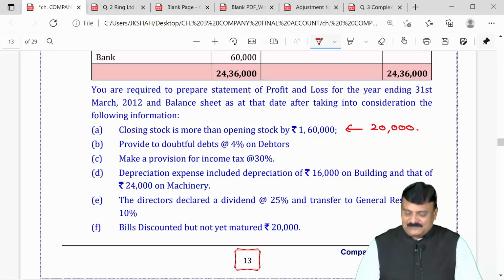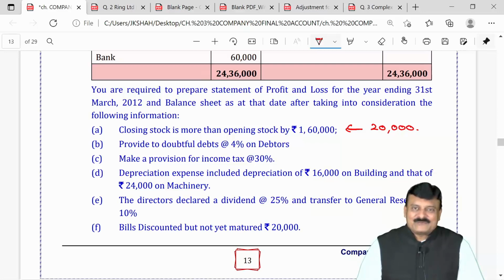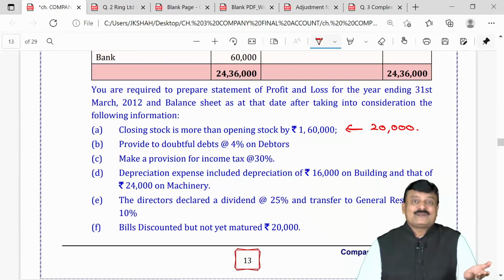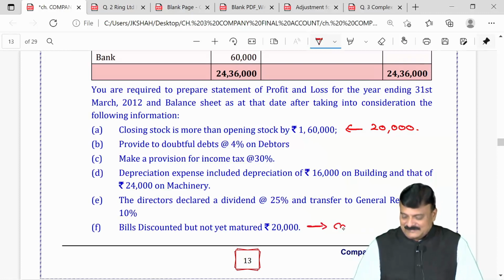Transfer to general reserve 10%. 10% of what? It has to be 10% of net profits. Bills discounted but not yet matured 20,000. Bills receivable discounted and not yet matured means in future it may get dishonored, right? So it's a contingent liability for us. So this is a contingent liability.